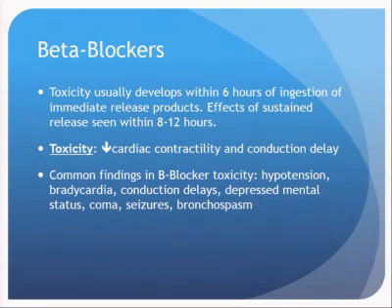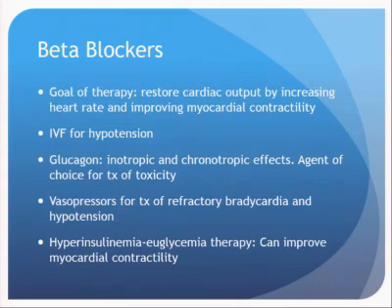Okay, so just know those symptoms for a test question. So the goals of therapy, we want to restore cardiac output by increasing heart rate and improving the myocardial contractility. So we give IV fluids for hypotension. Glucagon affects the inotropic and chronotropic system of the heart, so it's the first agent of choice for toxicity. We add vasopressors for the treatment of refractory bradycardia and hypotension.